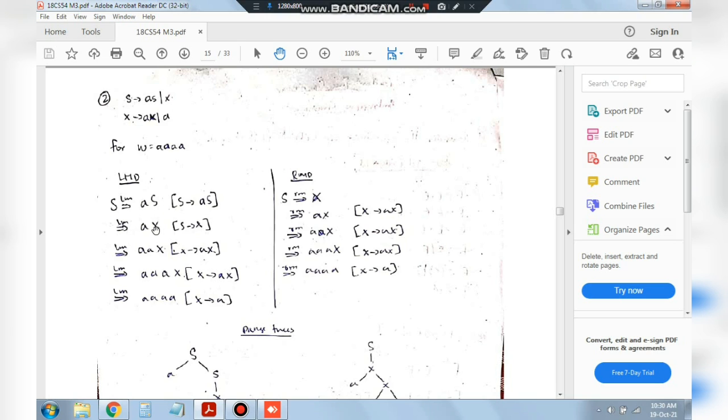Okay, what is X? X is nothing but aX or a. Since we need more a's, we'll be writing aX in the place of X here, and finally when we need to stop, we'll be writing X as a. Okay, so this is the string which we generate by using these rules. Okay, leftmost derivation. For the rightmost derivation, first we write S goes to X, and then X is substituted as aX, and then aaX, and then aaa, and then the final one, a.